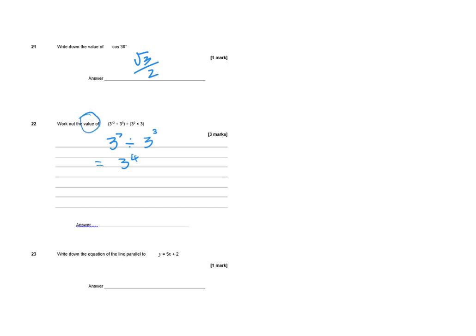Be careful with this though. It says work out the value, so it doesn't say just simplify it. It actually wants the value, and so therefore we need 3 times 3 times 3 times 3, which would give us 81.